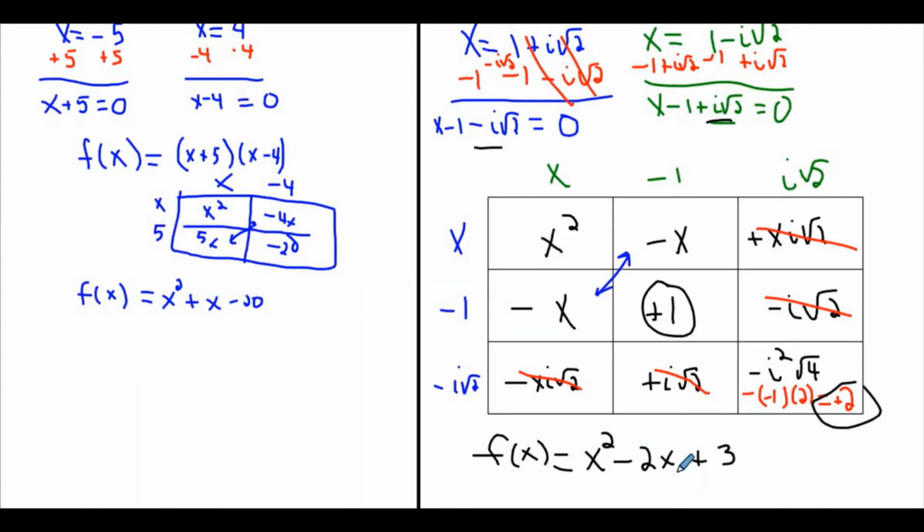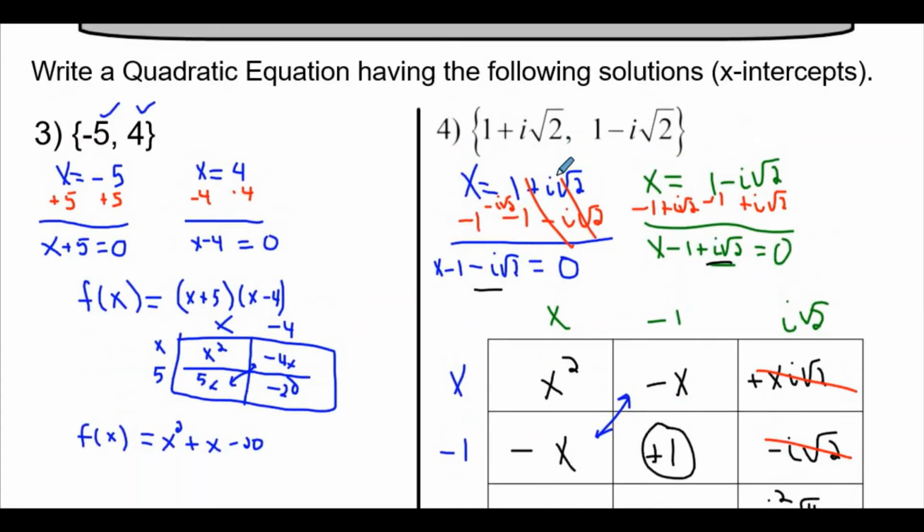And if you were to work it back through with a being 1, b being negative 2, and c being 3, you would use the quadratic formula or complete the square to get these two answers.